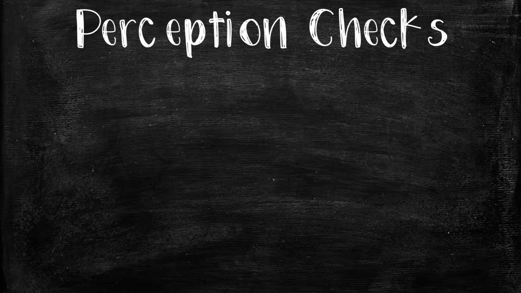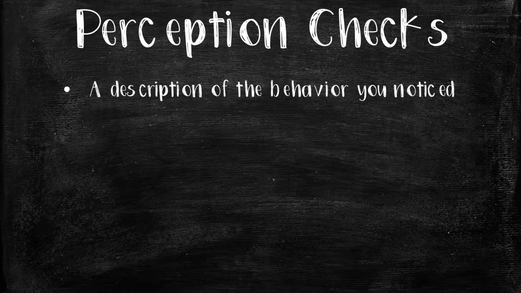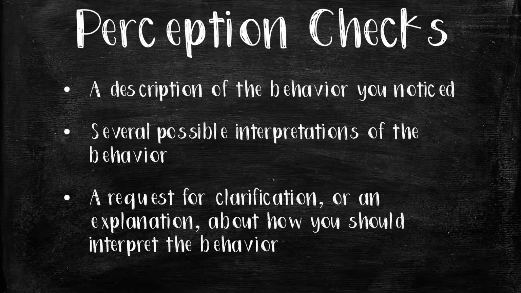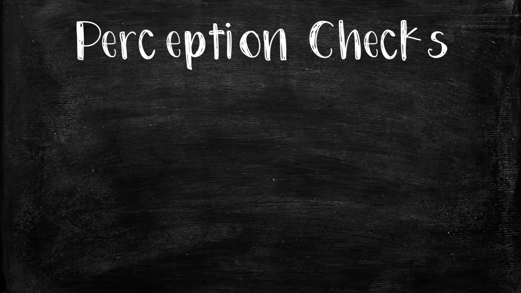Perception checks have three distinct parts: a description of the behavior you noticed, several possible interpretations of the behavior, and a request for clarification or explanation about how you should interpret the behavior. Perception checks serve a very important function during the communication process. It allows you to become aware of another's viewpoint, which helps you to understand the reason for their actions. Practicing perception checks routinely will make you more aware of what other people say, the content, and the meaning of what was intended behind what they say, the rational aspect.